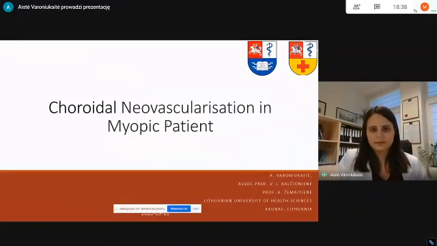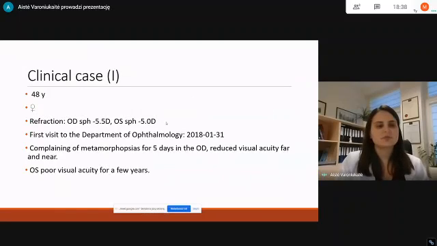Good evening, everyone. My name is A. Varoniukaite, and with my supervisors, we would like to present a case of choroidal neovascularization in a myopic patient. This is a clinical case of a 48-year-old woman with moderate myopia.